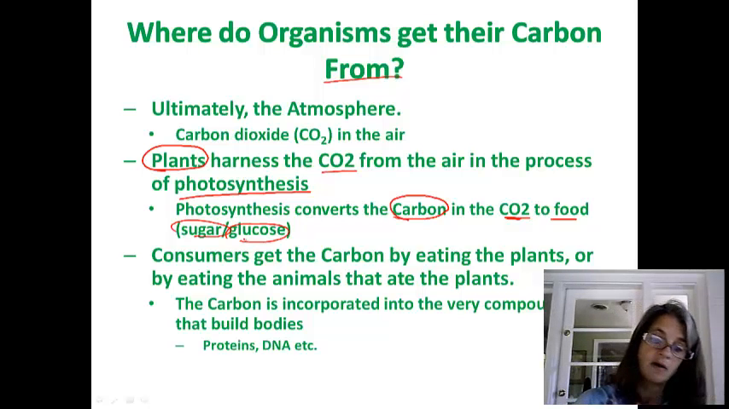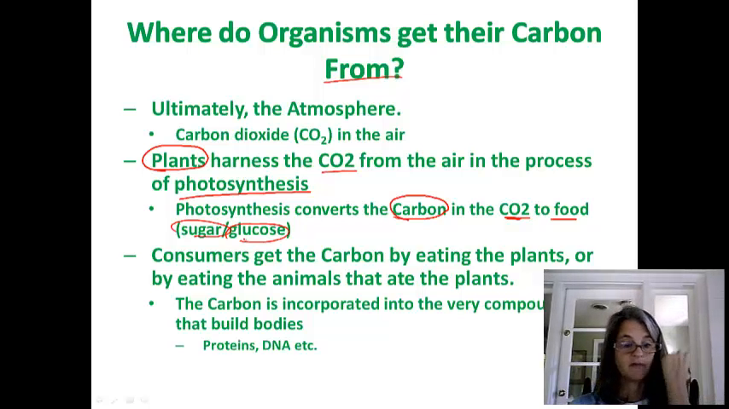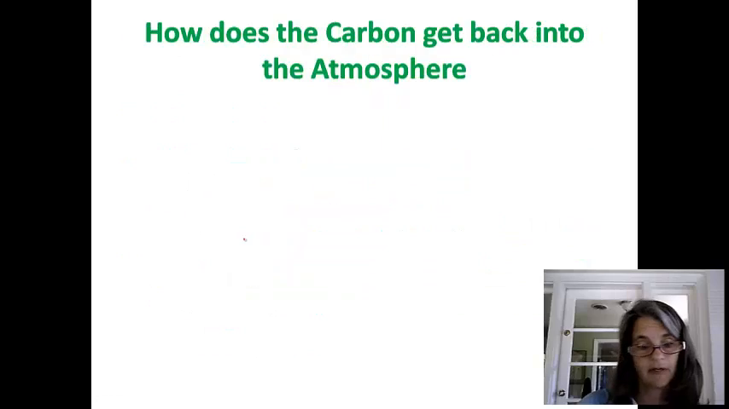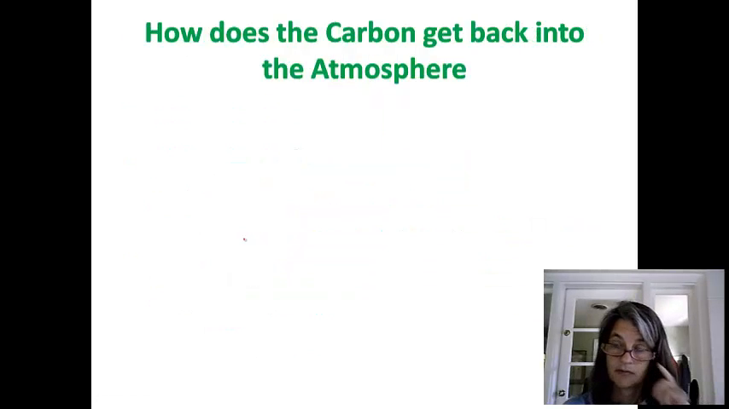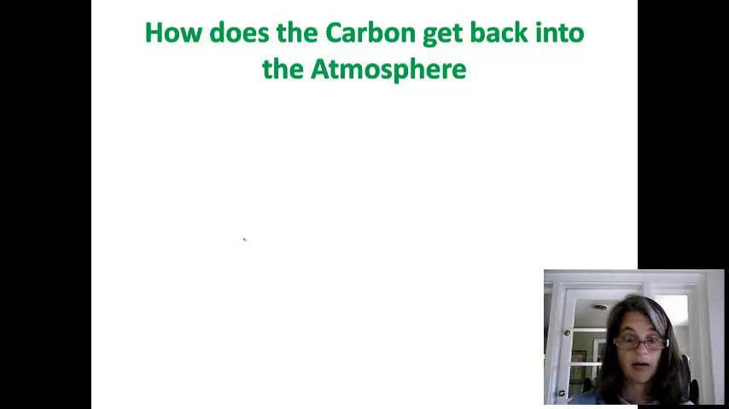And then this carbon is incorporated into the very compounds that build our bodies. It's incorporated into the plant tissue, it's incorporated into our bodies, all in the form of proteins, of DNA, things like that, okay? Now, so we got the carbon out of the atmosphere and into our living bodies. How do we get it back into the atmosphere? Because remember, we got to always put our Legos back so they can be used again.